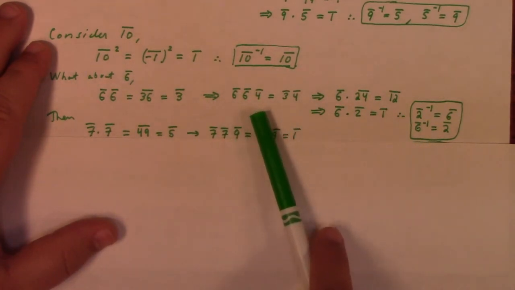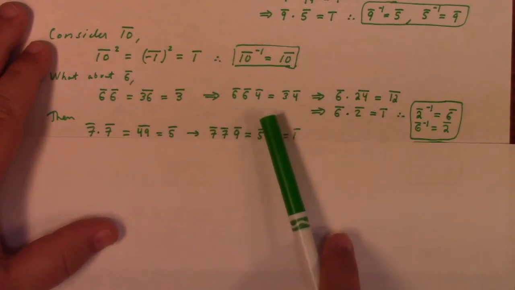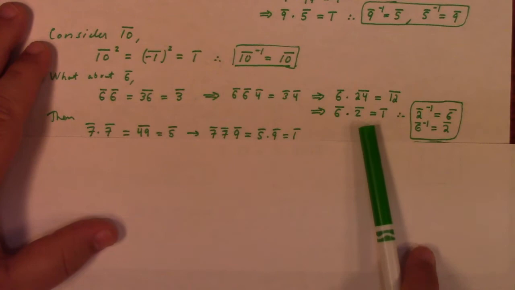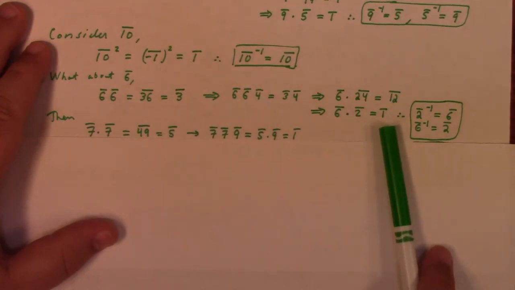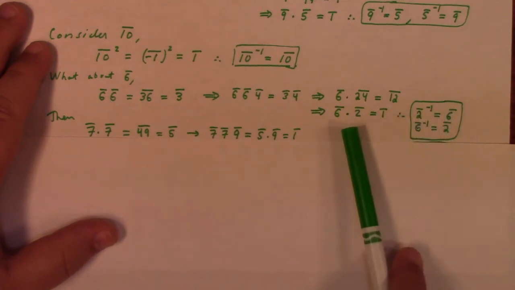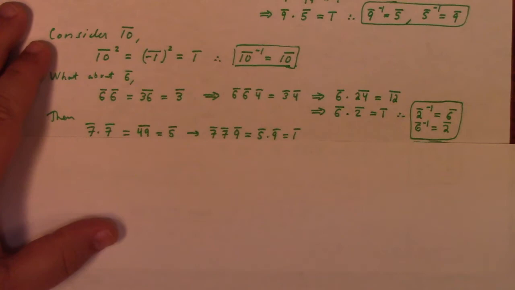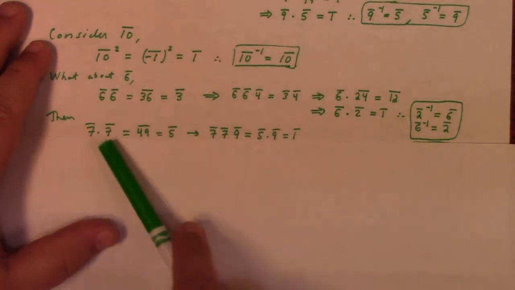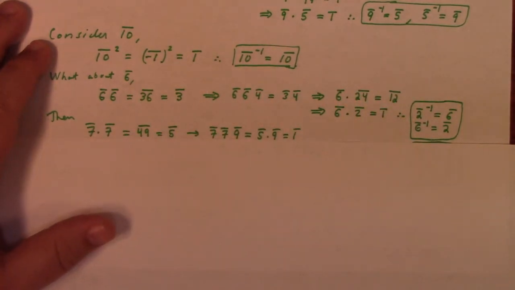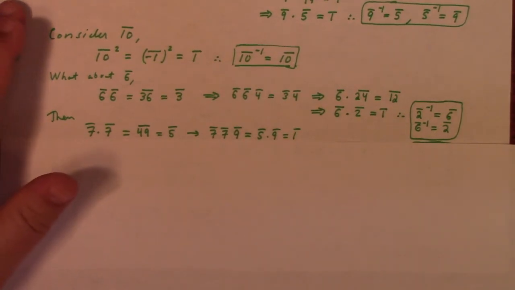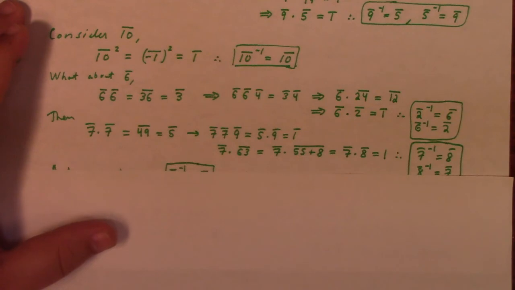Let's see here. So 6 times 6 times 4 works out to 6 times 24, right? But 24 is congruent to 2 mod 11, so we get 6 times 2, which of course is 12. Duh. 12 is 1, so 6 inverse is 2, and 2 inverse is 6. I'm not saying you have to do these calculations. I'm just saying these kinds of calculations might be helpful to you in larger numbers. I'm just playing around here.